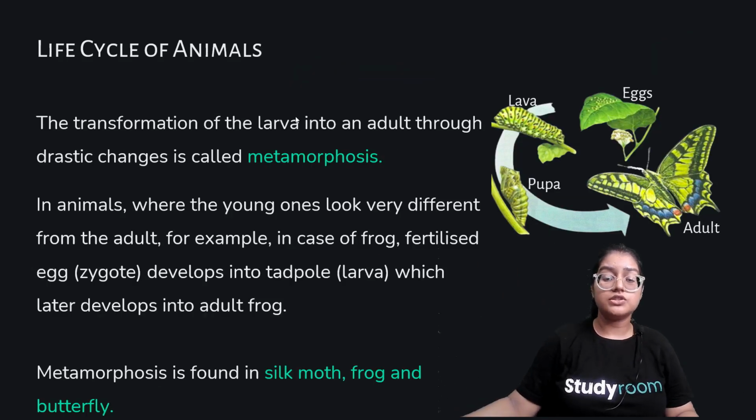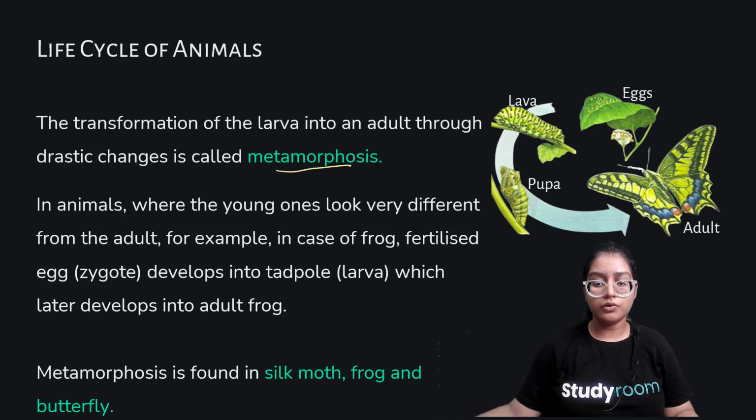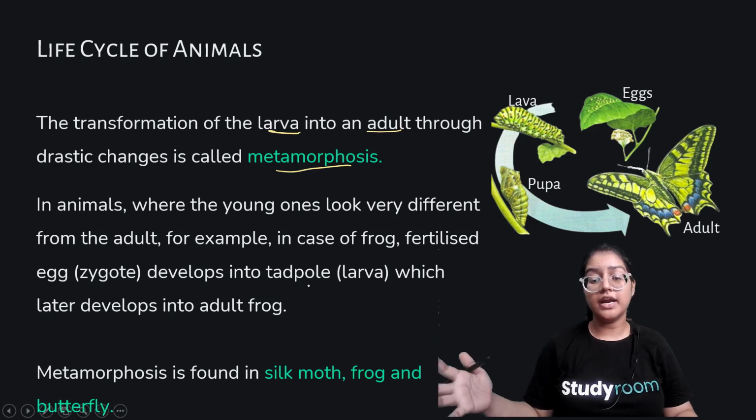The transformation of the larva into an adult through drastic changes is called metamorphosis. So you have to remember: larva into an adult, not zygote into an adult. Hence it is called metamorphosis. In animals where the young ones look very different from the adult, for example frogs, the fertilized egg or zygote develops into a tadpole. A tadpole is a larva. A larva is different from the adult frog.